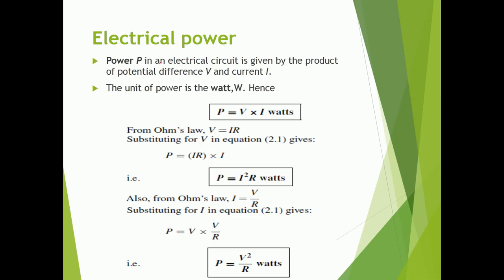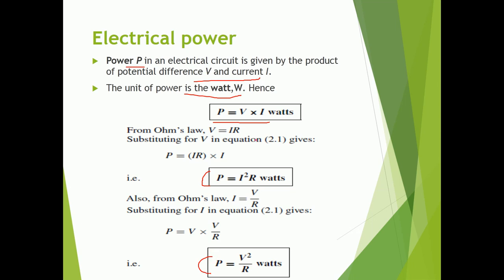Electrical power. So what is power? Power is the product of potential difference and the current. The unit of power is watt. So power is given as V into I. With the help of Ohm's law, we can substitute the value of V is equal to IR. Hence power comes out to be I square R. Also power comes out to be V square by R by using the same Ohm's law.